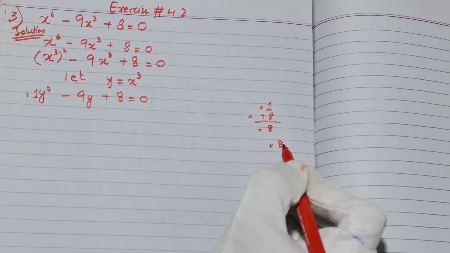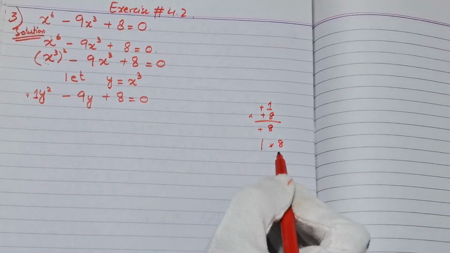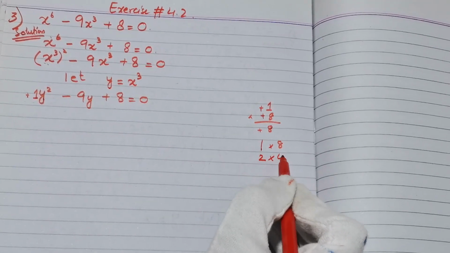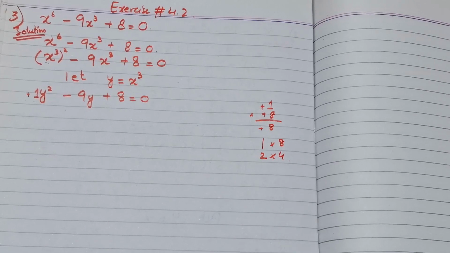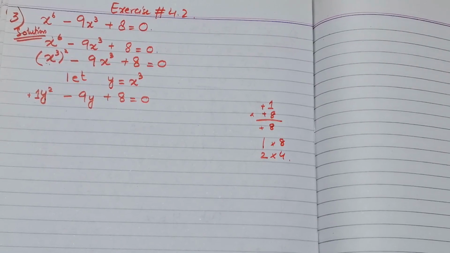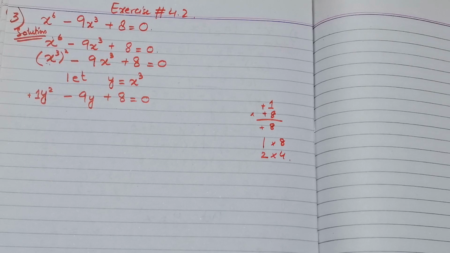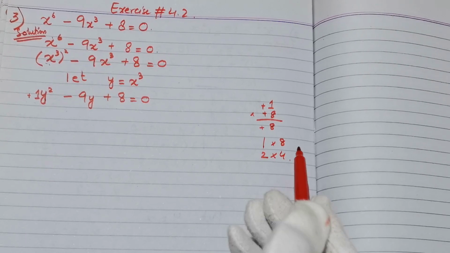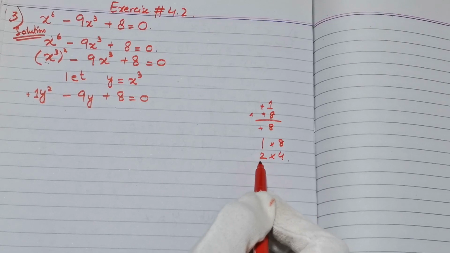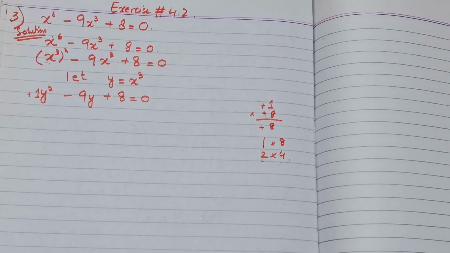Now we'll make factors. How to break the middle term? By making factors. 8 ones are 8, 2 fours are 8. In which tables does 8 come? 8 comes in the table of 1, in the table of 2, in the table of 4. Now our factors are repeating: 2 fours are 8 and 4 twos are 8. So our factors are completed.